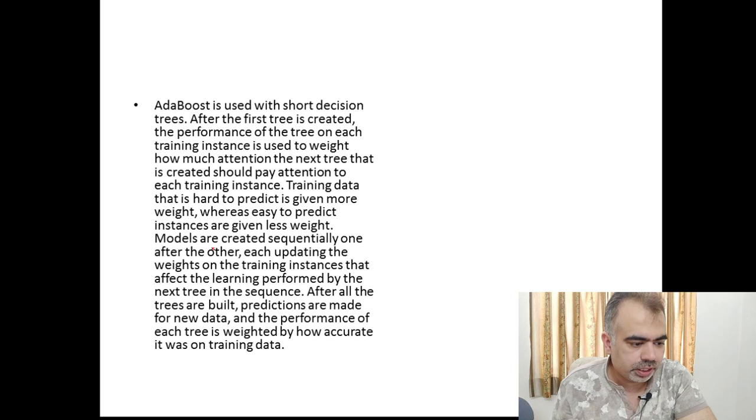So training data that is hard to predict is given more weight, whereas easy to predict instances are given less weight. Those which can be predicted easily, we give them less weight. So I think you understand how you can increase the accuracy on a particular data set. After all the trees are built, predictions are made for new data, and the performance of each tree is weighted by how accurate it was on the training data.